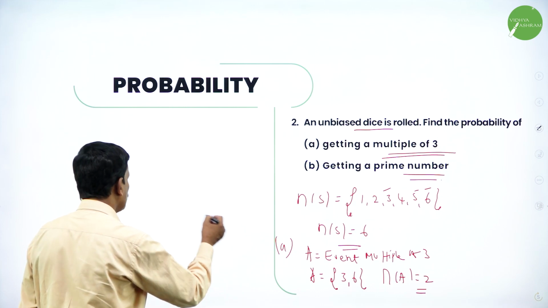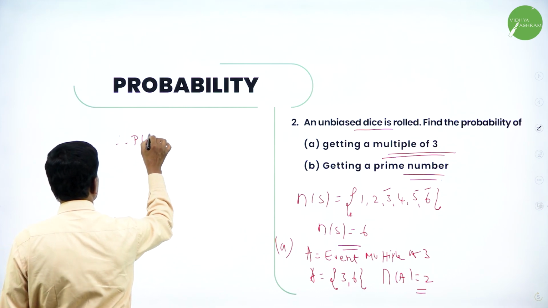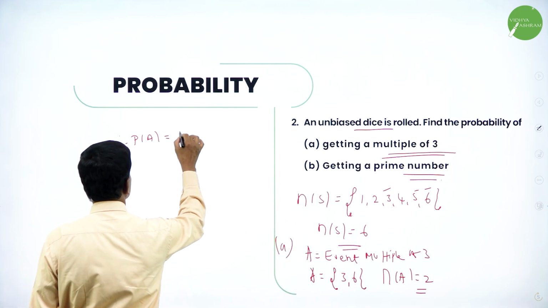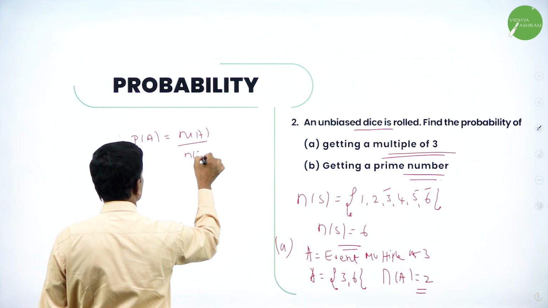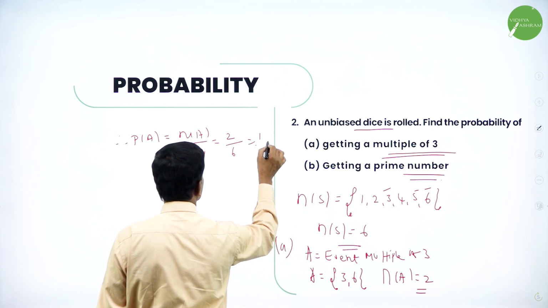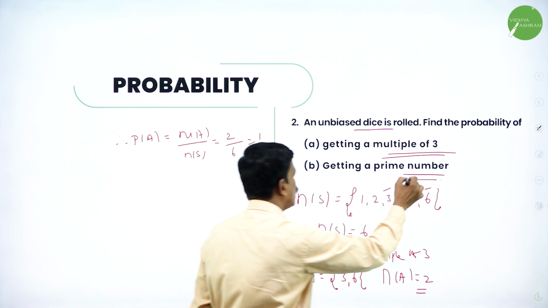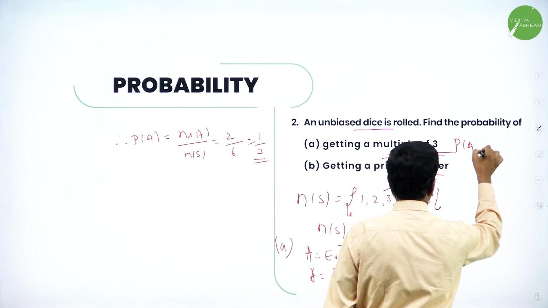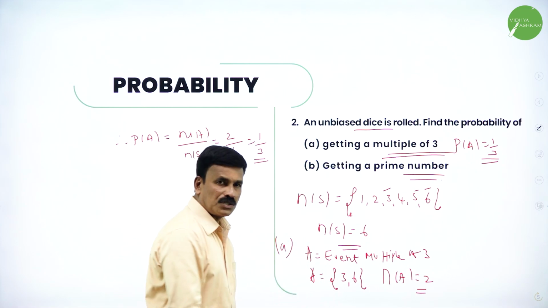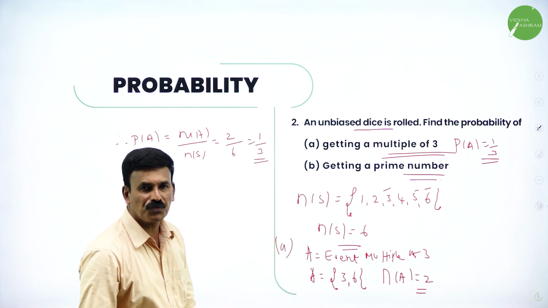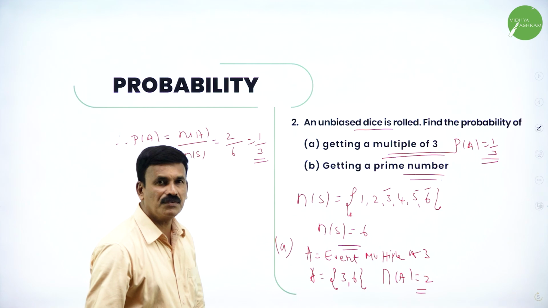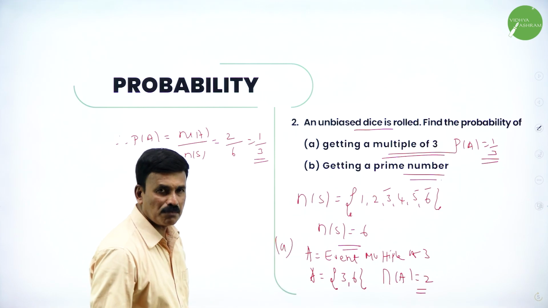Therefore the probability of A, getting a multiple of 3, is P of A is equal to N of A divided by N of S. N of A is equal to 2 and N of S is equal to 6. That's equal to 1 by 3. So the probability of getting a multiple of 3 is 1 by 3. That's it. This is how we are going to solve. Since the sample space contains 1, 2, 3, 4, 5, 6, N of S is equal to 6 here. Now let us define the event A as getting a multiple of 3.